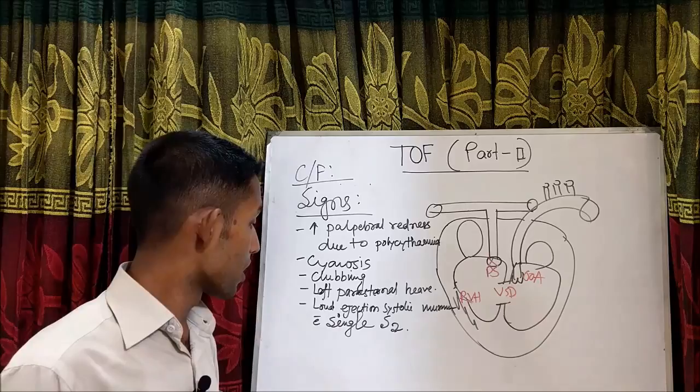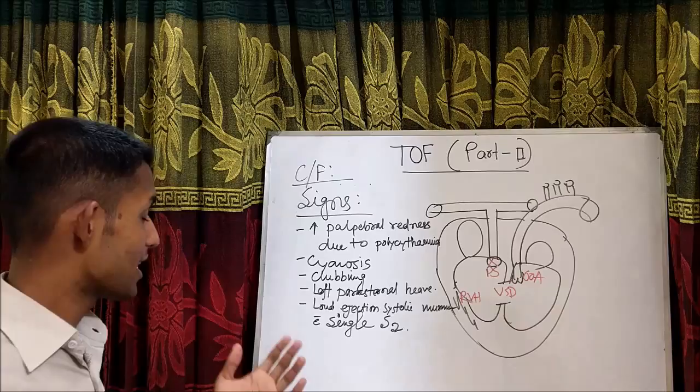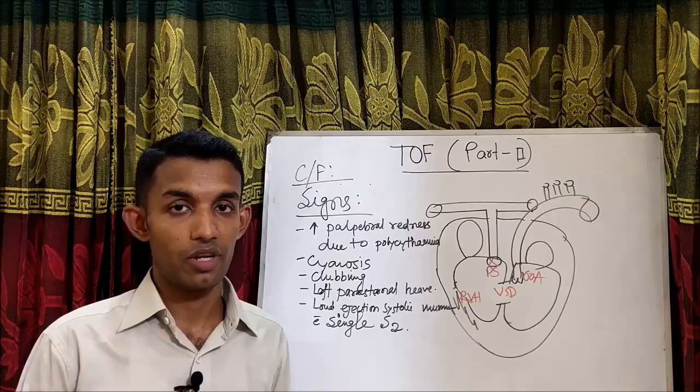Now, why is there loud ejection systolic murmur with single S2? To understand why there is loud ejection systolic murmur with single S2, you have to see the first video of the Tetralogy of Fallot, that is TOF Part 1, that is in my channel. Now, what are the investigations of Tetralogy of Fallot?